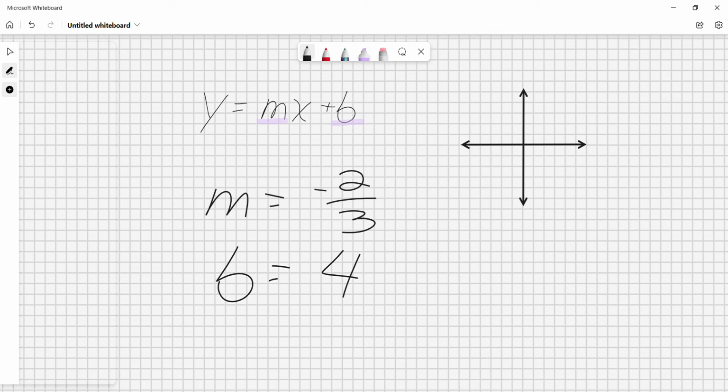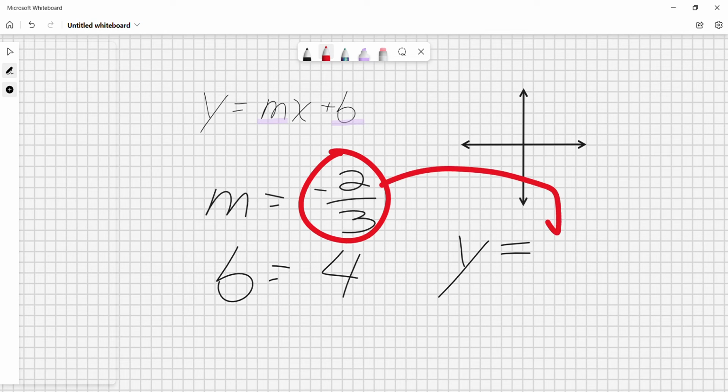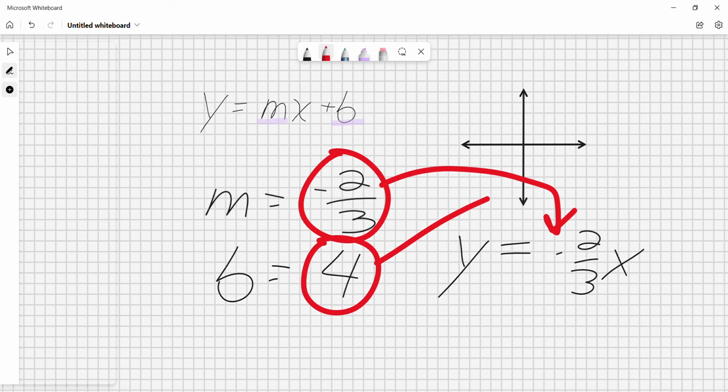I don't know any other way to explain it. So we have y equals, and then we pop in our m right here. Negative 2/3 times x. And our b goes over here. It's positive 4. So I'm going to write a plus, and I'm going to write a 4. So the answer is y equals negative 2/3 x plus 4. That's the relationship between those two variables.